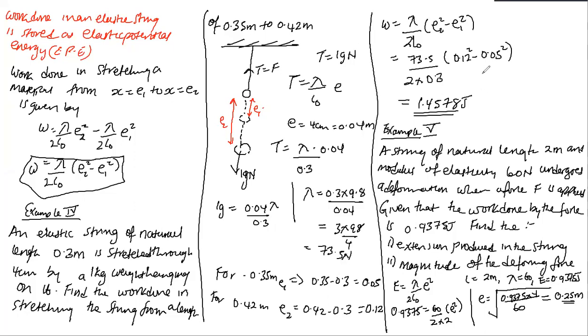Let me not go to the next page. Let me use this part here. Force is got from lambda over original length times extension. So force shall be 60 over 2 times the extension, which is 0.25. 60 over 2 is 30. 30 times a quarter gives us 30 over 4, which is equal to 7.5 Newtons.